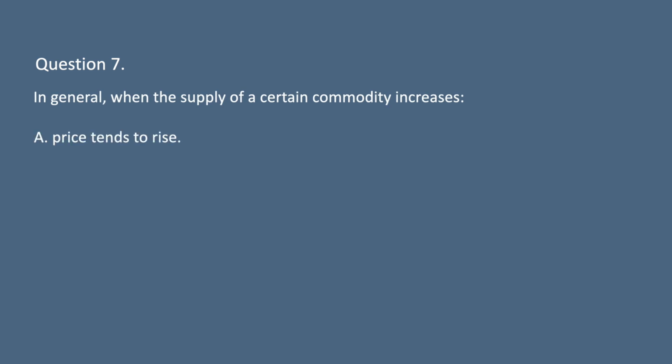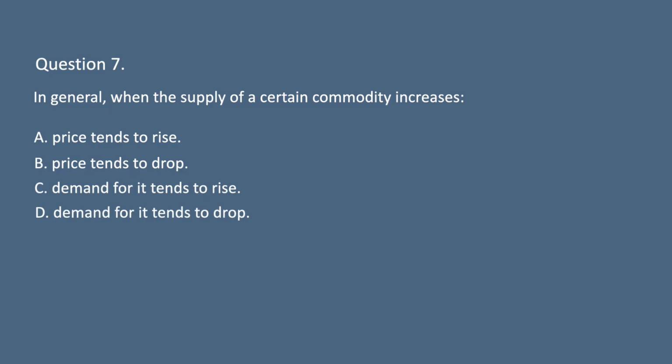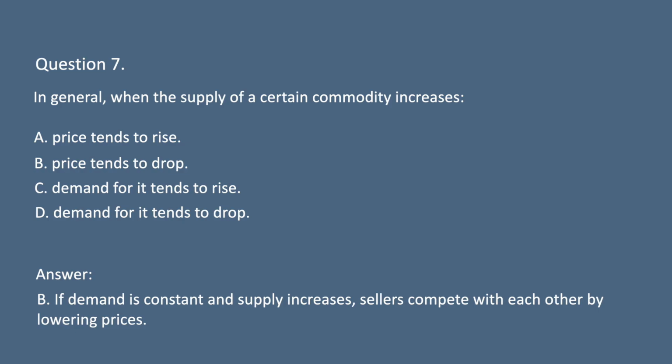Question 7. In general, when the supply of a certain commodity increases, A. Price tends to rise. B. Price tends to drop. C. Demand for it tends to rise. D. Demand for it tends to drop. Answer. B. If demand is constant and supply increases, sellers compete with each other by lowering prices.